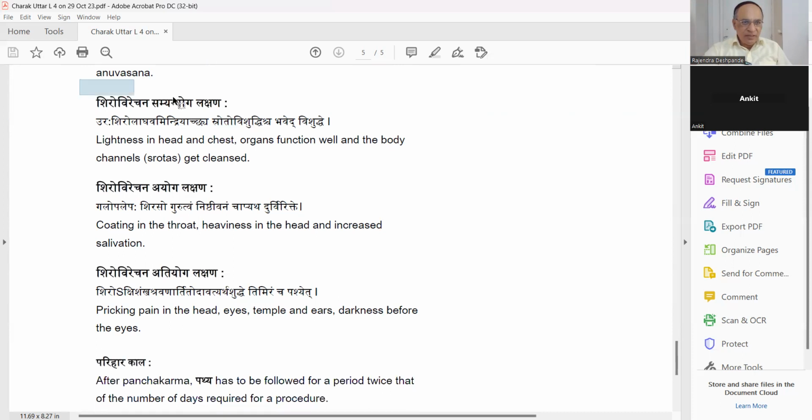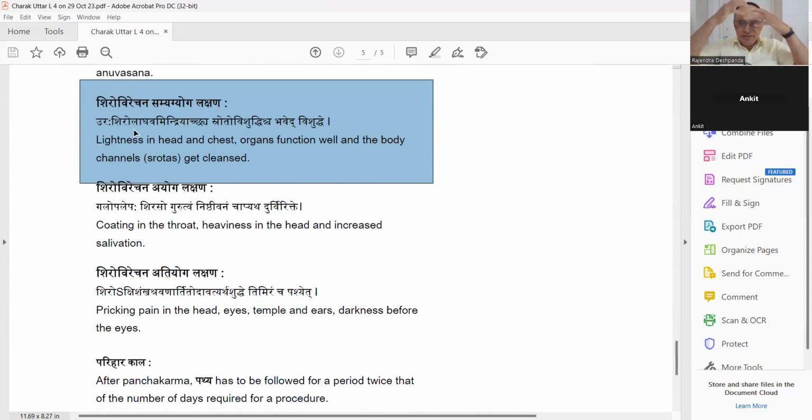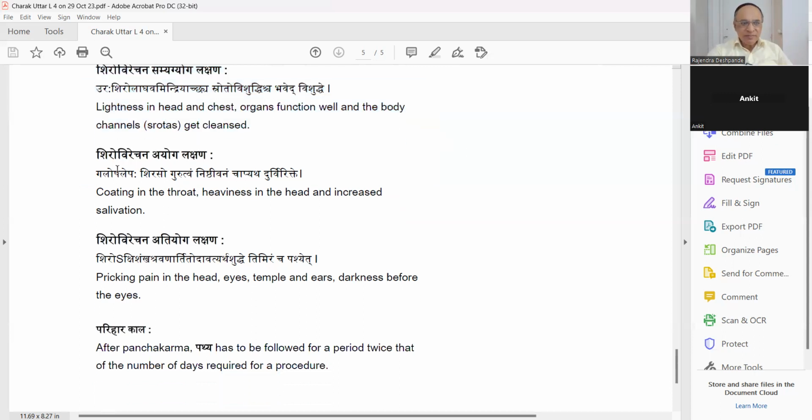Shiro Virechana, first is Samyak Yoga. Lightness here. Samyak is always the best, number 1. Everywhere lightness in the head and chest, organs, nose, ear, eyes functioning well, and all the srotas become cleaned. This is the benefit.